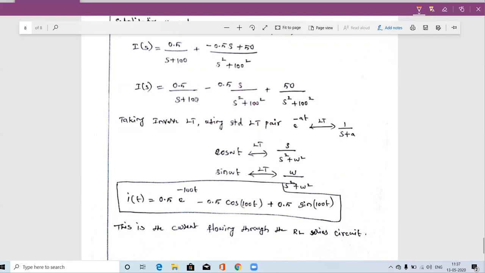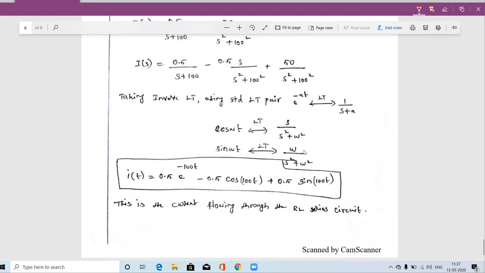This one is in the structure of 1 by s plus a. This is in the structure of s by s square plus omega square. But this one, what structure should it be in? We cannot bring omega s. So this is omega by s square plus omega square. So on top we need omega squared. Which one is omega? 100. So you just multiply and divide this equation with 100. Since we multiplied by 100 and divided by 100, here there is already 50. So just multiply by 2 and divide by 2 and we will get this structure.